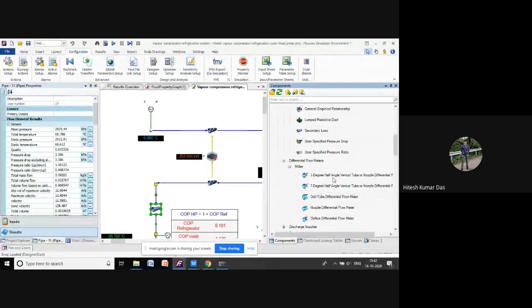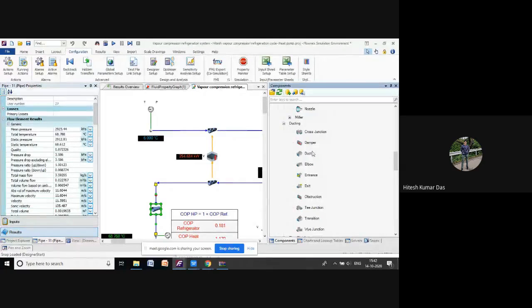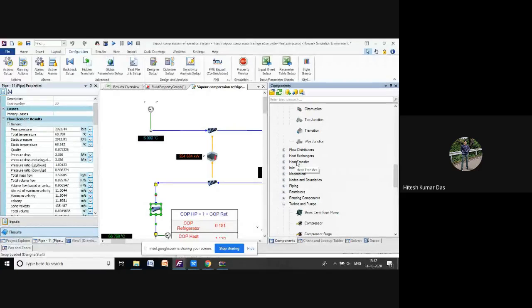You can see all types of nozzle, 3-degree nozzle, 7-degree nozzle, pitot tube differential flow meter, nozzle differential flow meter, orifice differential flow meter. All types are there. These are the nozzles, discharge nozzle. For exit thrust nozzle, you can use this one. For normal nozzle, you can use this one. For all types of ducting also, facilities are there. Where cross junction is there, you can use damper, ducts. I am showing you this so you can know all our capabilities. For flow parameters, you can use this tool very effectively for piping design.